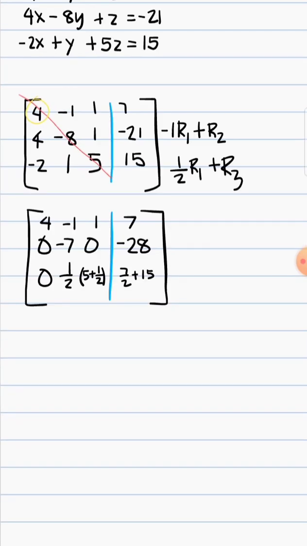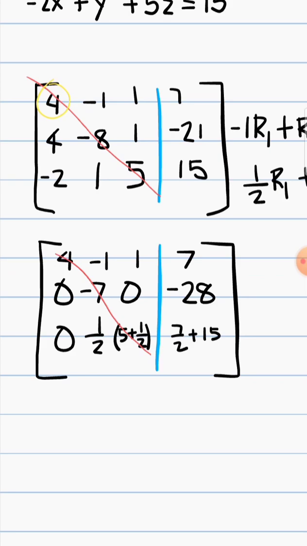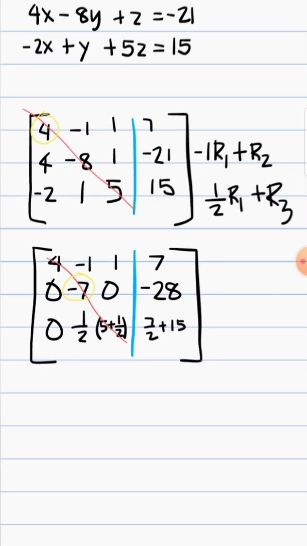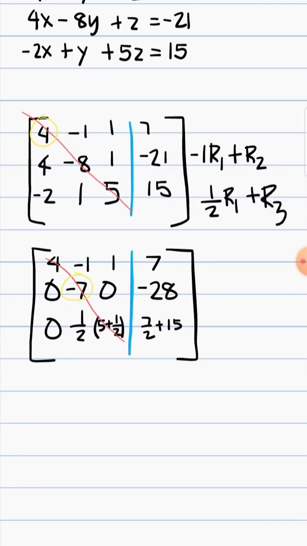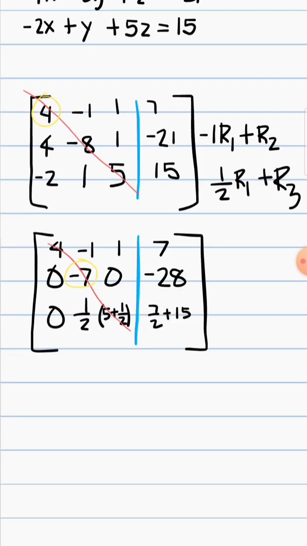And then we'll move to this one. Diba, this is the diagonal? So our first pivot is this 4. And then the next number on the diagonal is negative 7. So we look at this next one, and this is our guide. We have 1 half here, so what do we multiply to negative 7? So we can cancel 1 half. Alright?